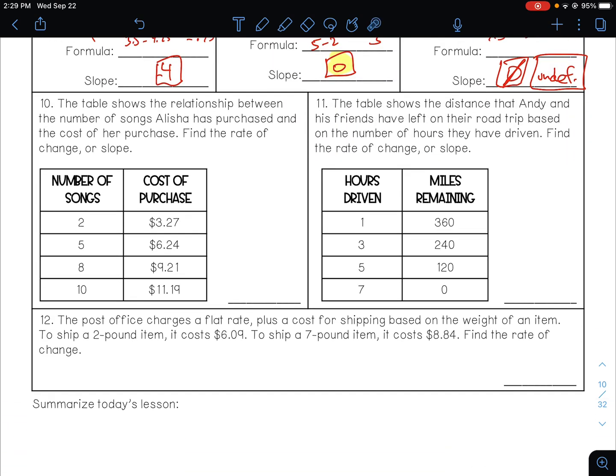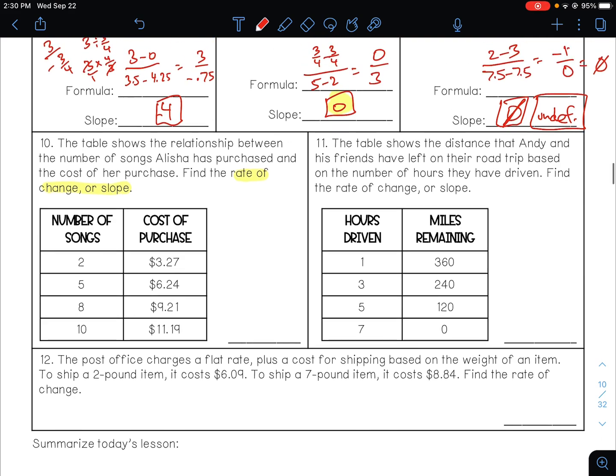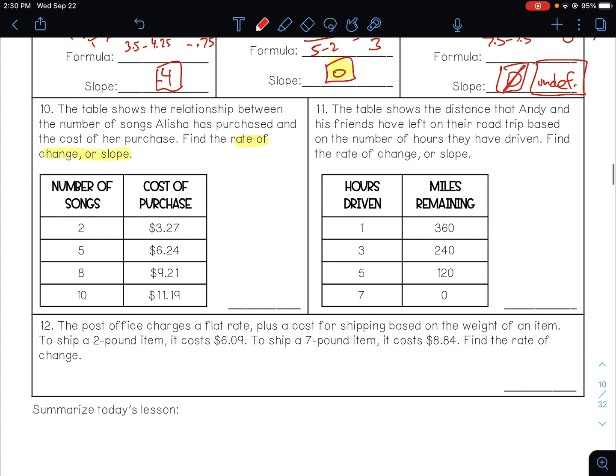All right, the table shows the relationship between the number of songs Alicia has purchased and the cost of her purchase. Find the rate of change or the slope. Remember, rate of change and slope are the same thing. If you remember independent versus dependent variables, X is the independent, Y is the dependent. And typically tables show the X or independent first, and the Y or dependent afterward. So you can just use this as the X and the Y.